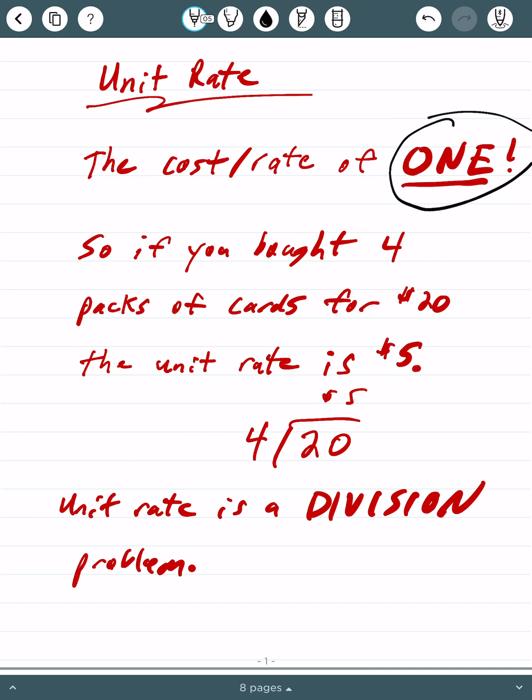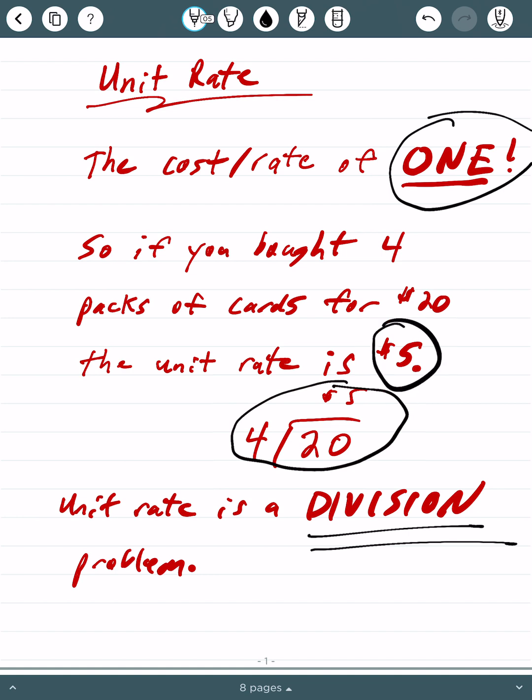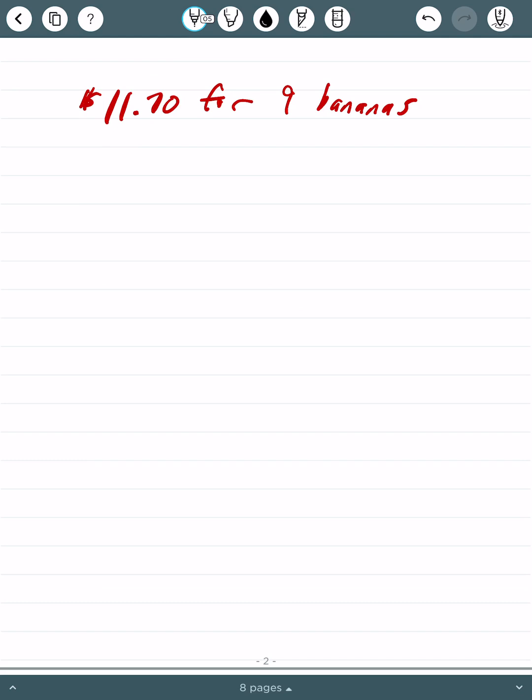So let's look at it like this. If you bought 4 packs of cards for $20, then what's the unit rate? Well, that means how much is 1 pack of cards? 4 packs were $20, but how much is 1? Okay, unit rate is a division problem every time. And we're simply going to divide. So we did $20 divided by 4 packs, and we got $5. So the unit rate is $5. It's $5 per 1 pack, okay?